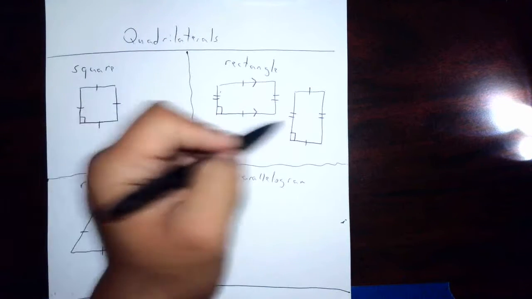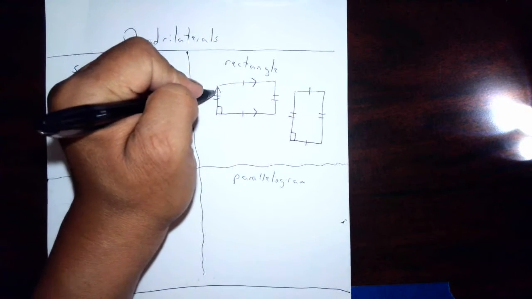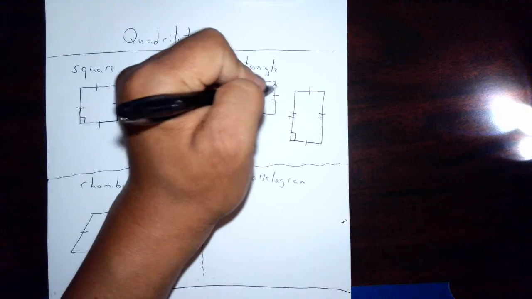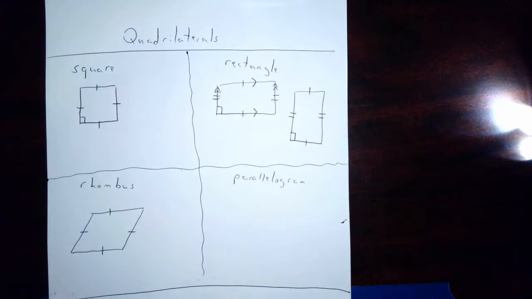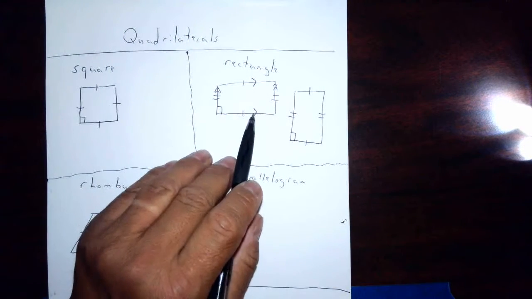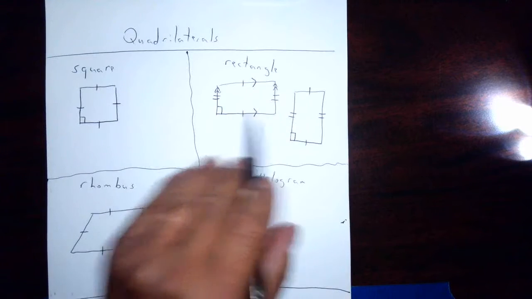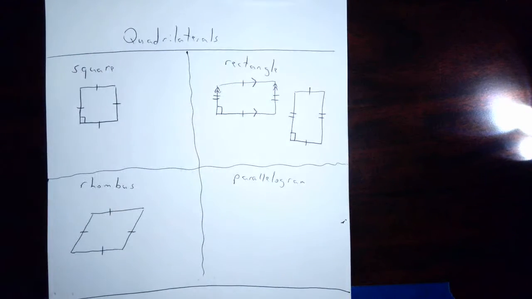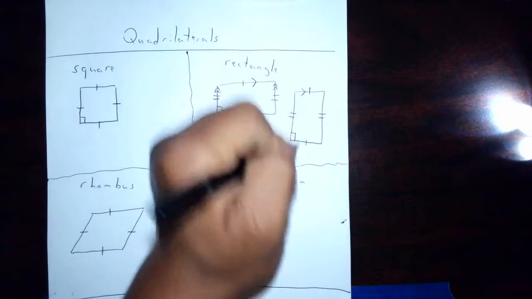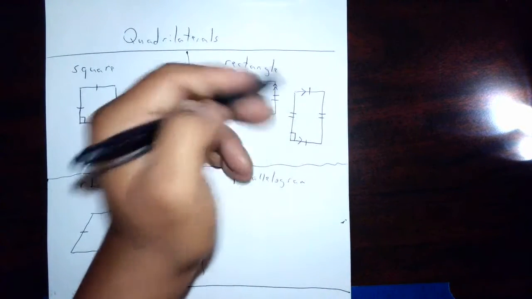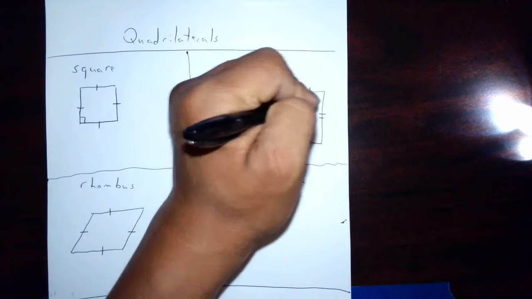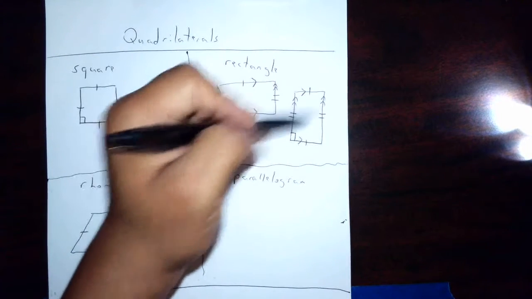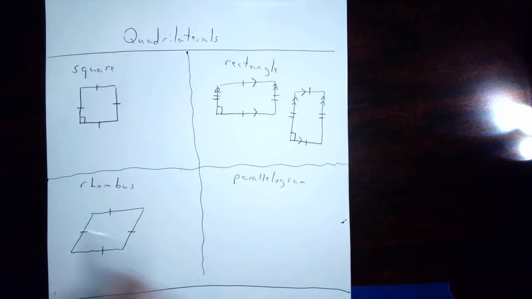These 2 sides will never meet. These 2 sides will never meet. 1 arrow, 1 arrow: these are the 2 sides that are parallel. 2 arrows, 2 arrows: these are the sides that are parallel. On the rectangle, 1 arrow, 1 arrow, these 2 are parallel. 2 arrows, 2 arrows, these 2 sides are parallel.